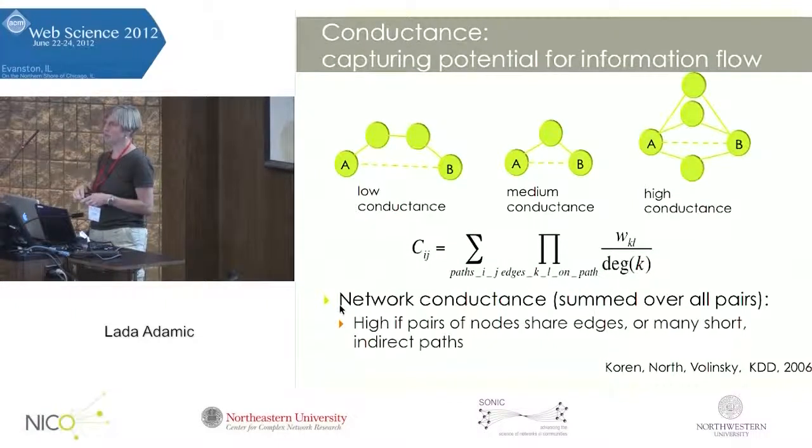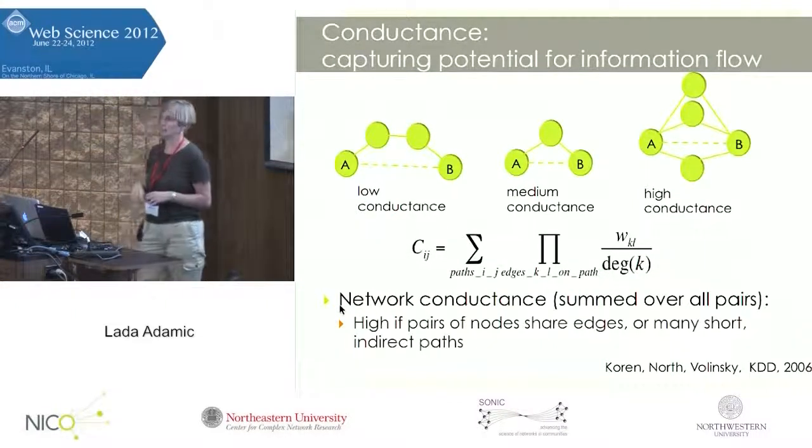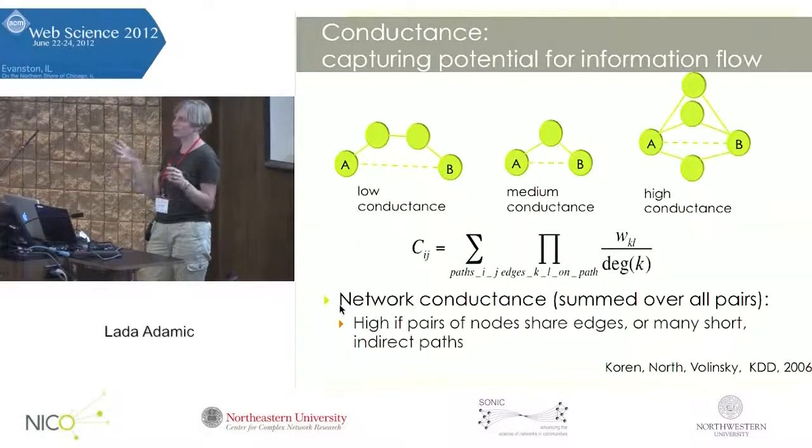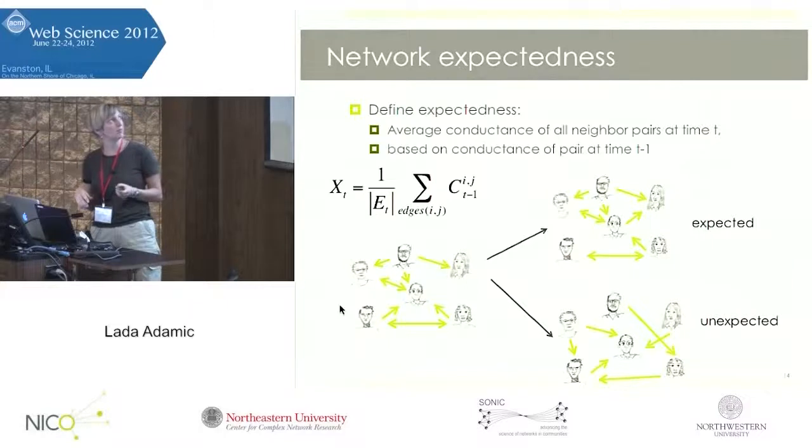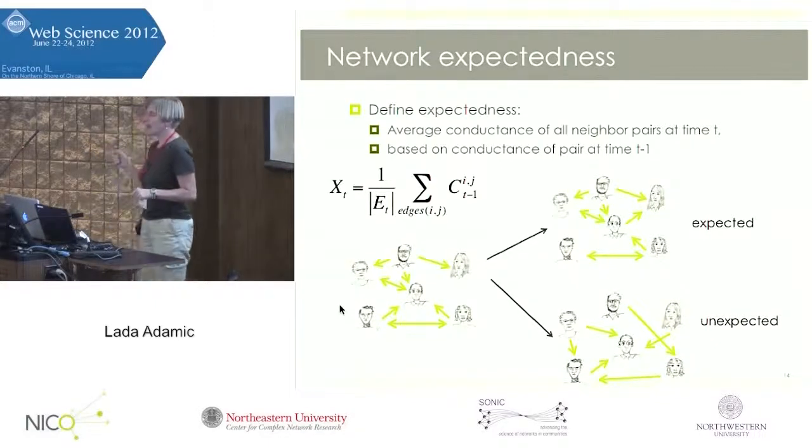And then what we did was we just summed the conductance over all connected pairs such that we had some sort of aggregate measure for that segment of how much potential information flow there is. We also wanted a measure that would capture how expected the network is. The simplest such measure would just be an edge Jaccard, which is just the intersection over the union of the sets of edges in neighboring time segments.